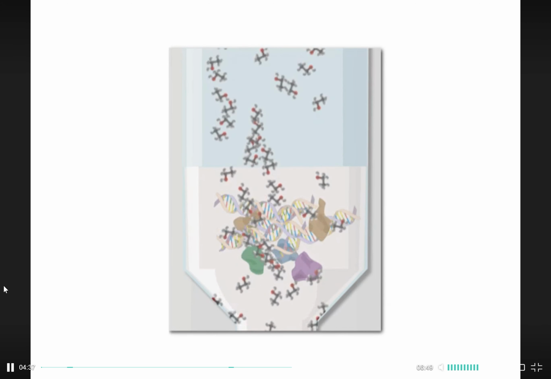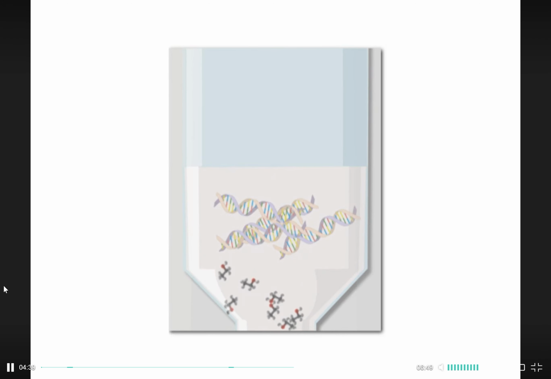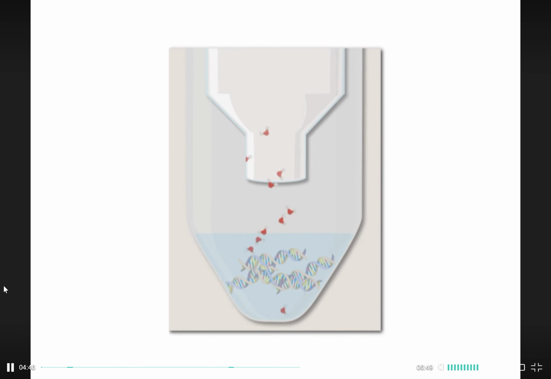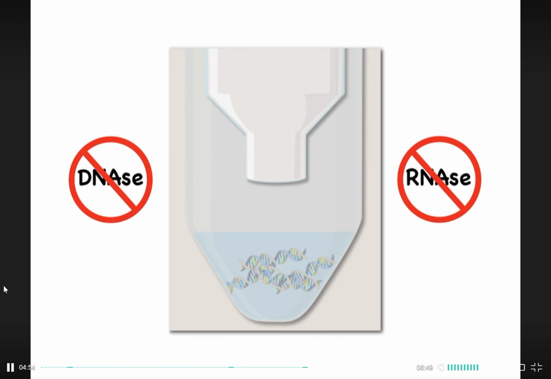Washing steps are performed with ethanol or high salt buffer to remove residual impurities from the bound nucleic acids. Finally, the DNA or RNA is eluted with water or a buffer low in salt. Be sure to use a buffer or water that is free of the enzymes DNase and RNase.